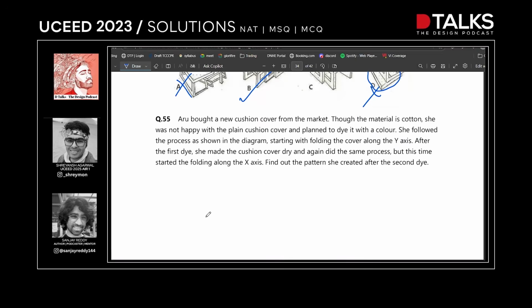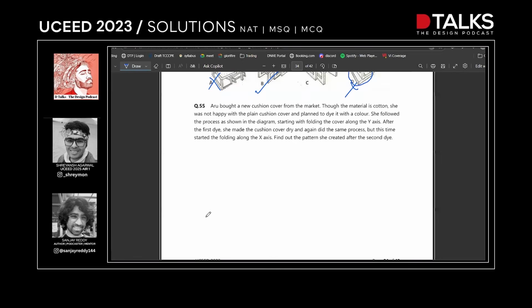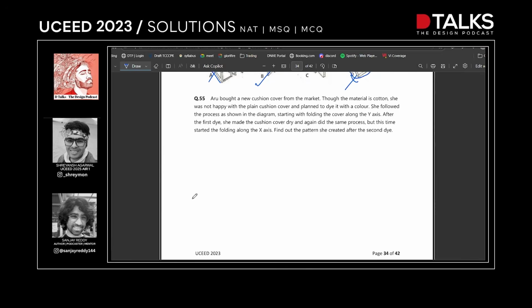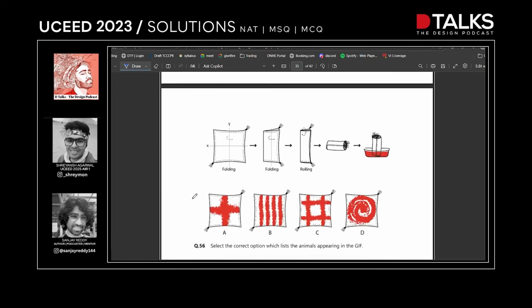Aru bought a new cushion cover from the market. Though the material is cotton, she was not happy with the plain cushion cover and planned to dye it with a color. She followed the process as shown in the diagram, starting with folding the cover along the y-axis. After the first dye, she made the cushion cover dry and again did the same process, but this time started folding along the x-axis. Find out the pattern she created after the second dye.